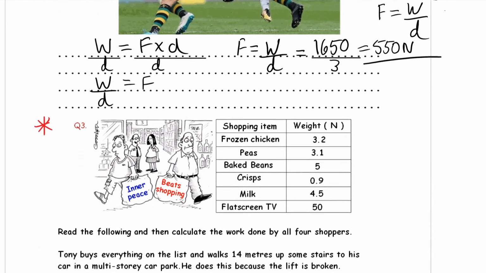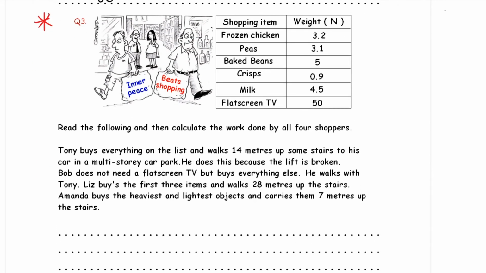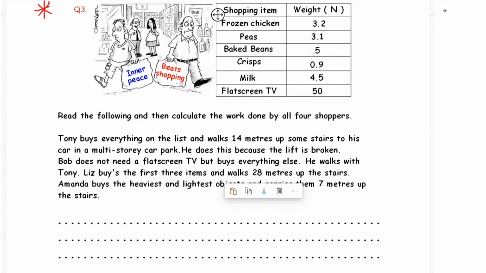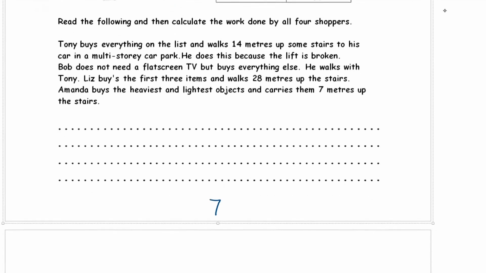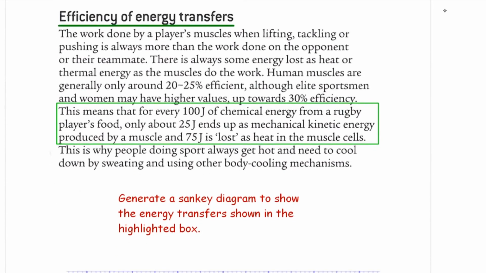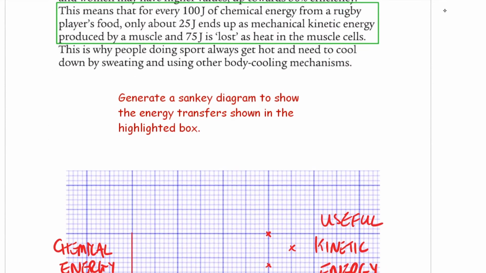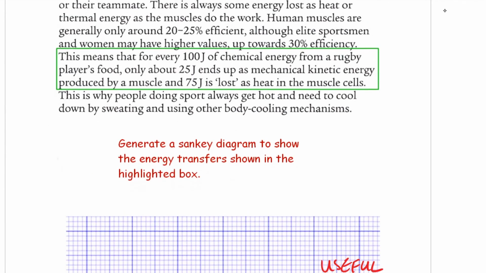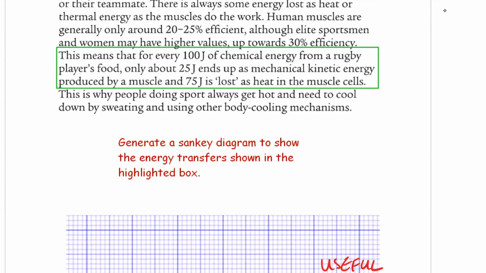Self-assess. Question 3 is one for you to do. Read, think, and answer. Efficiency is a topic we've done in year 10. You learned how to do Sankey diagrams then, so I'm not going to go into too much detail, but what it's asking you to do is turn this information into a Sankey diagram.